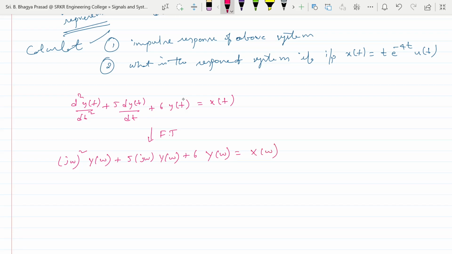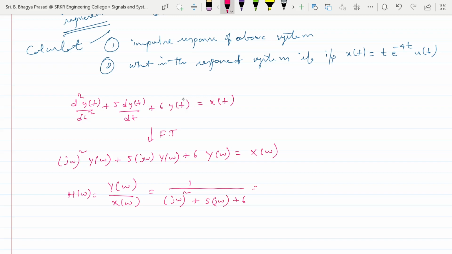So I will convert this entire expression into Y of j omega by X of j omega. Sorry, I will write it as Y of omega by X of omega. This is nothing but the transfer function of the system, 1 by (j omega) square plus 5 j omega plus 6.